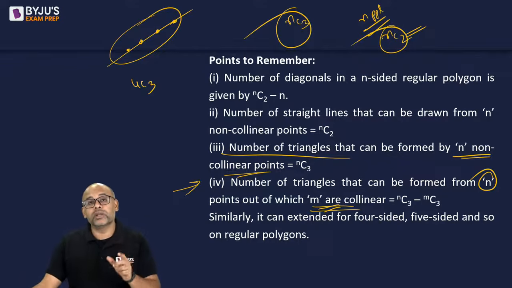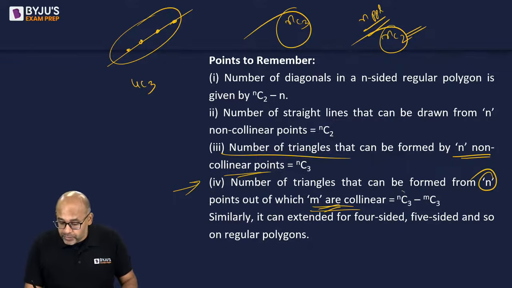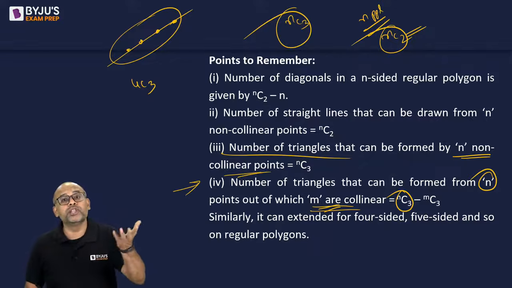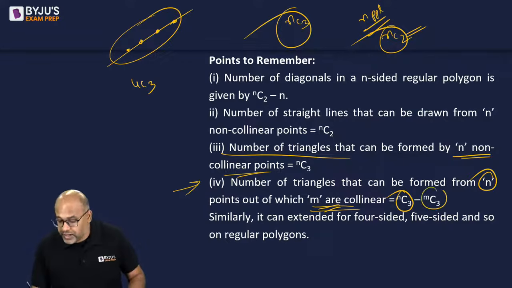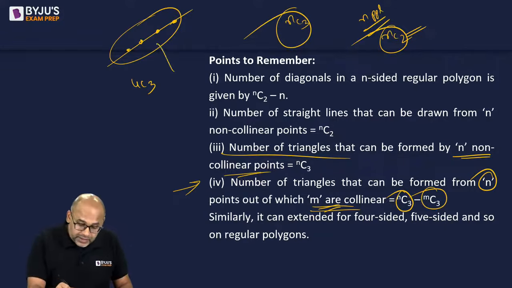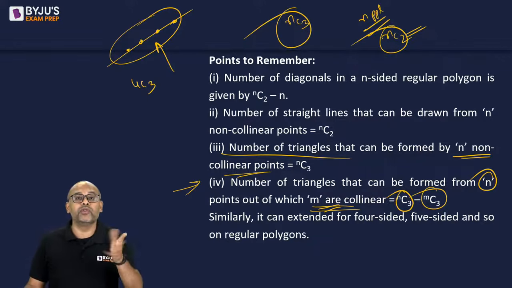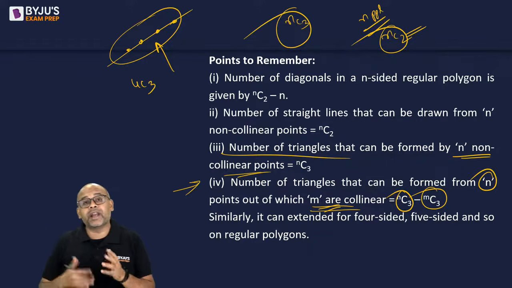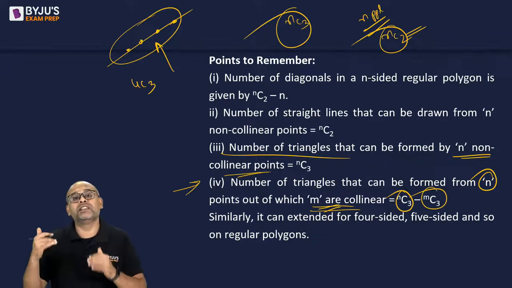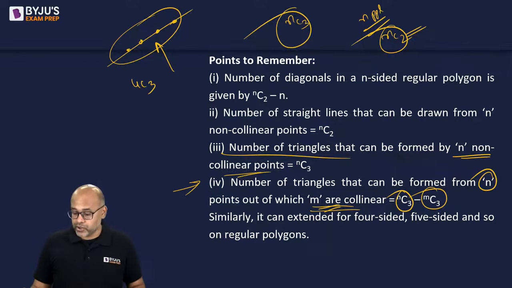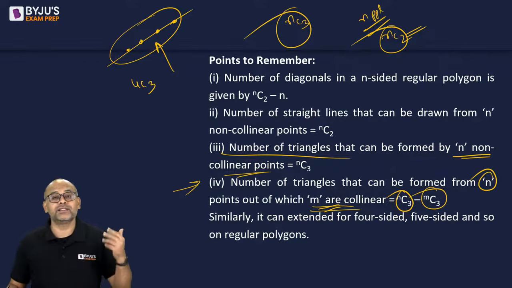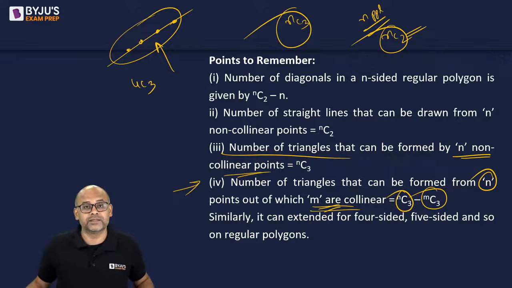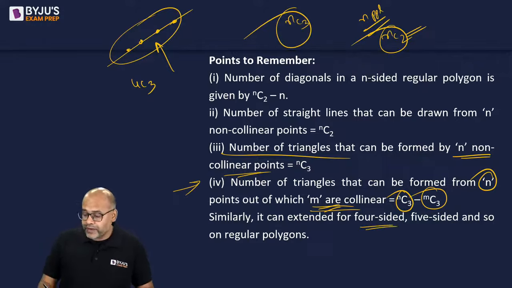Therefore, the total number of triangles will be, ideally it should be nC3, but you are losing some. What is it that you are losing? mC3, because these m points will not give you even a single triangle. So how many triangles are you losing? mC3 triangles you are losing out. So nC3 minus mC3 is your answer. Similarly, it can be extended for 4, 5 and so on.